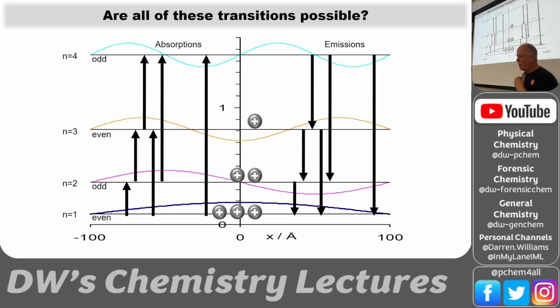So here are all the possible transitions in the particle in a box. We've got just the first 4 wave functions, and we can have absorption and emission. Let's just look at them. We could go from 1 to 2, 2 to 3, 3 to 4. Those are delta n of +1.